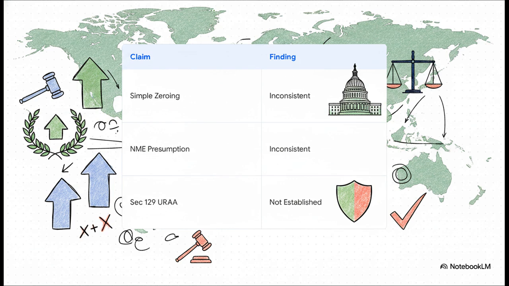Vietnam won major victories on the core mathematical issues. The WTO found that the U.S. practice of simple zeroing was inconsistent with the anti-dumping agreement. They also struck down the NME presumption policy. On the flip side, though, the U.S. successfully defended its domestic Section 129 law because Vietnam failed to prove it was inherently inconsistent with WTO rules.